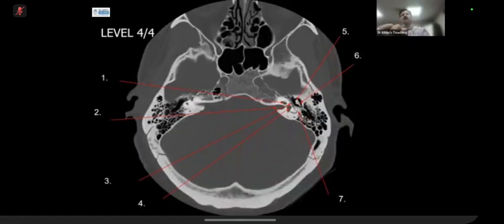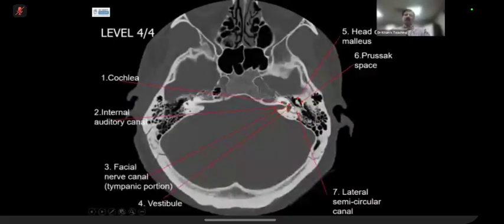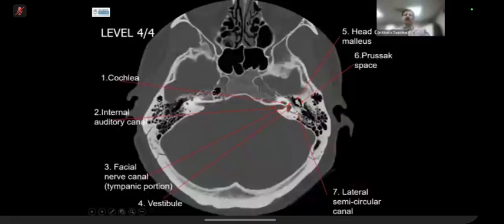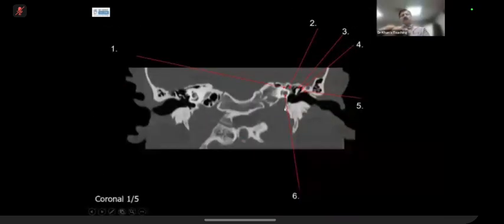Yeah, this is a bit harsh because there is a bit of partial volume. So this is the tympanic portion and there is partial voluming. This is the lateral semicircular canal. But I do accept that this is a bit harsh. Prussak's space, out of the malleus and part of the cochlea. If you have mentioned the turn, it is fine. This is the internal ear. This is the vestibule. Right.